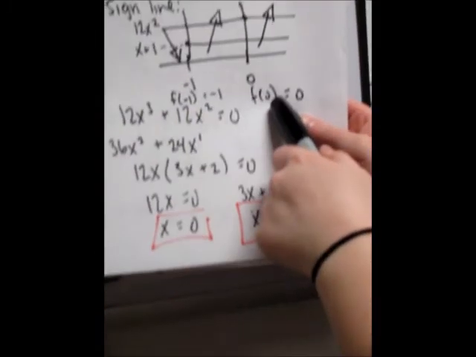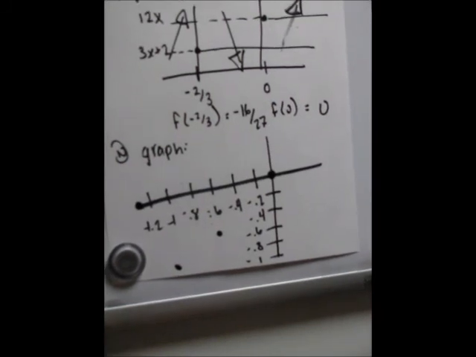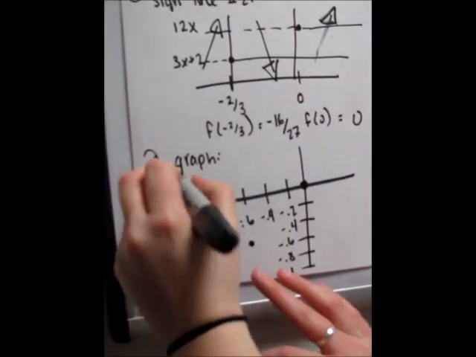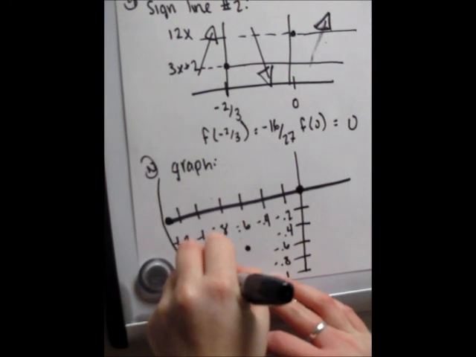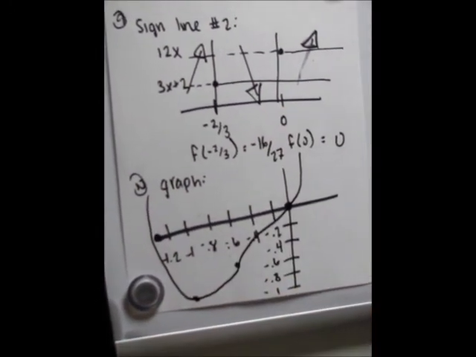And our other one will be f of 0 and f of 0. So our final and last step will be to draw the line connecting all the dots. And that is how you do a curve sketch.